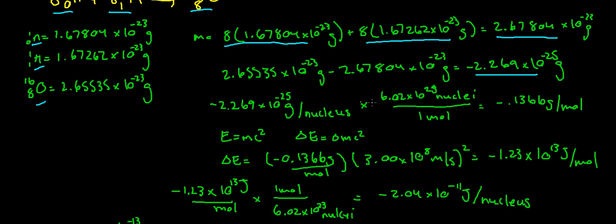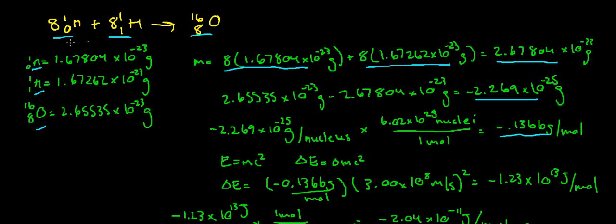First, what I did was convert this to grams per mole, so I multiplied this by Avogadro's number, so it's minus 1.366 grams per mole. So for every mole of oxygen that is formed from protons and neutrons, it is a loss of 0.1366 grams. This is how much mass is lost.